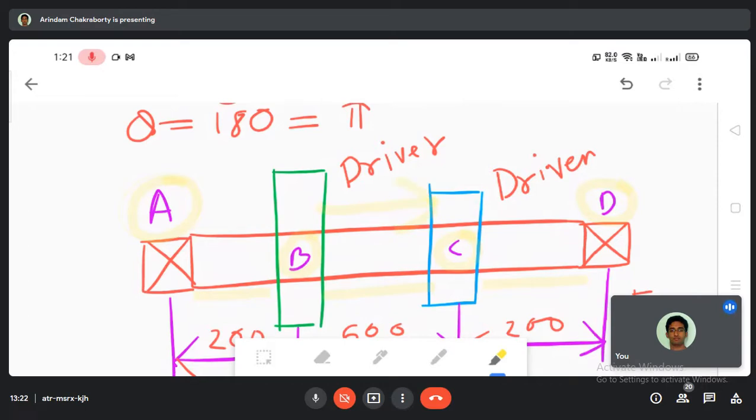Am I right or wrong? Is it understandable till now? Could you follow up to this point, what I said?